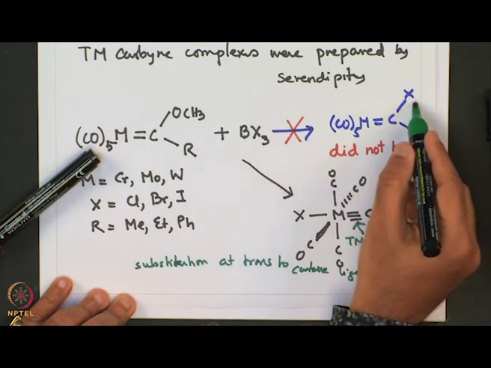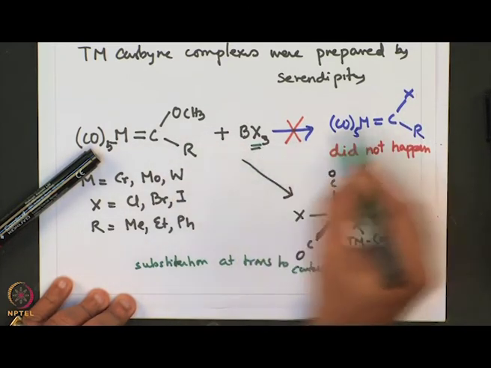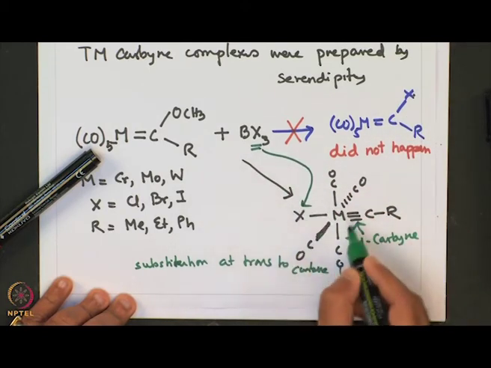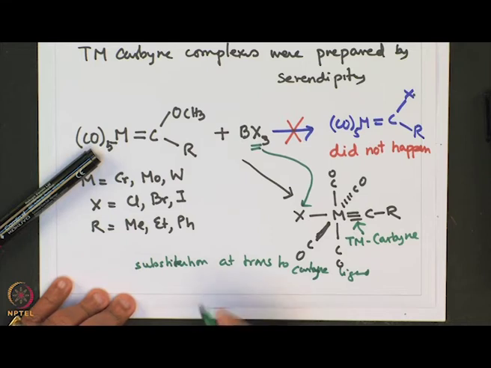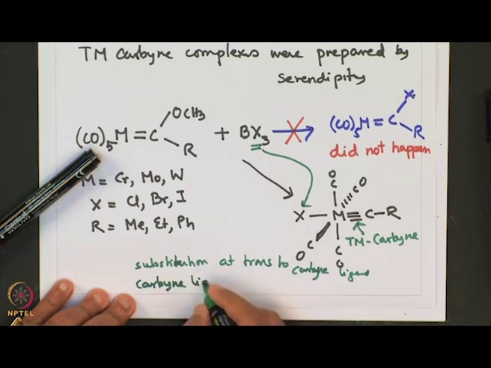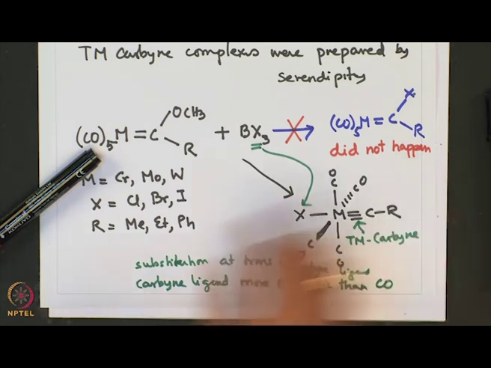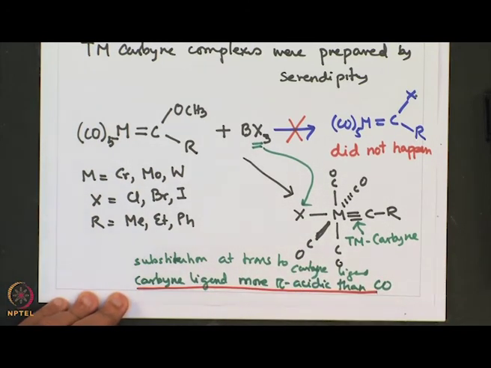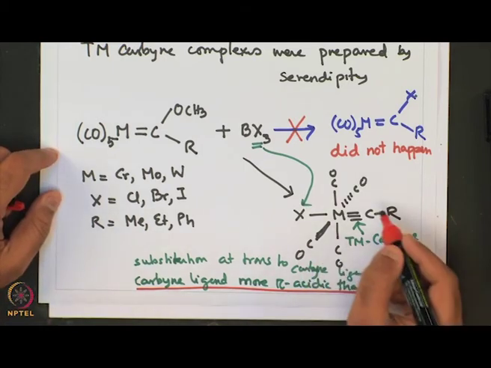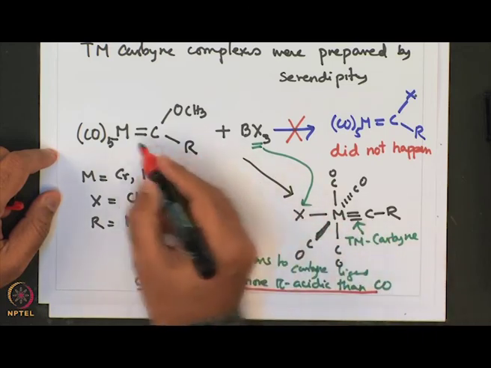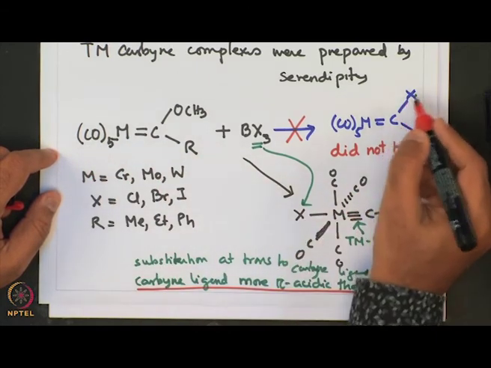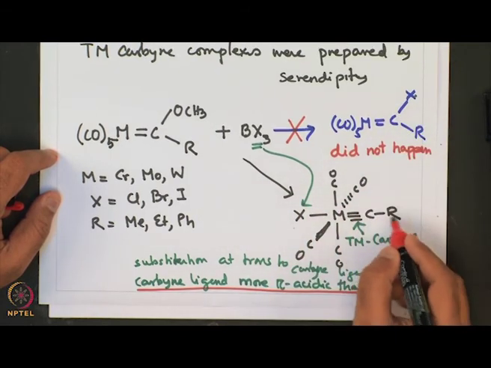So, instead of this X ending up on the carbon over here, the X is found trans to the carbyne ligand, and this carbyne ligand has more pi acidic character, more pi acidic than CO. So, this is an interesting observation for the carbyne ligand, that it has created a center which is more pi acidic and also has been formed by substitution opposite to the carbyne ligand, which was not planned. It was initially planned that the X would end up on the carbenic center.